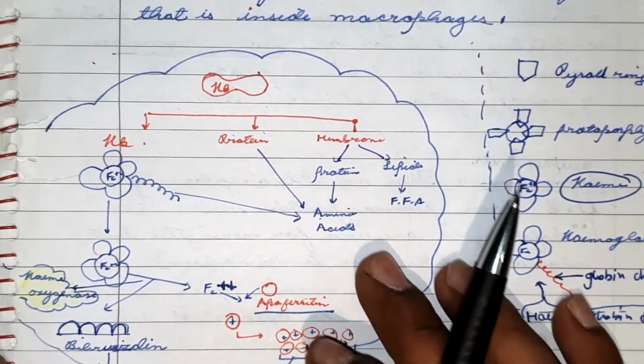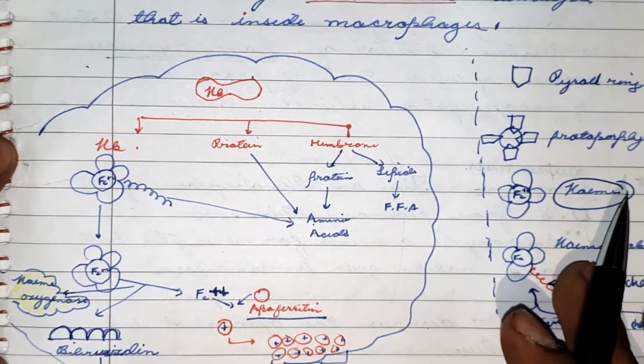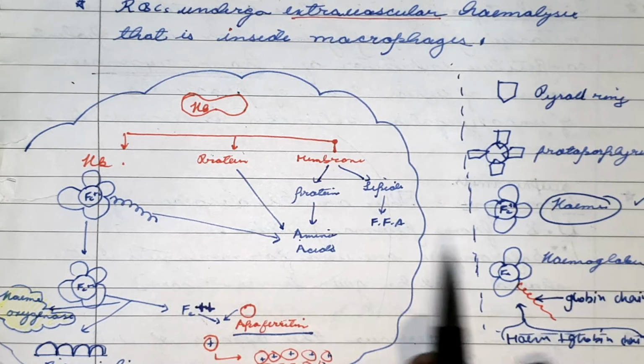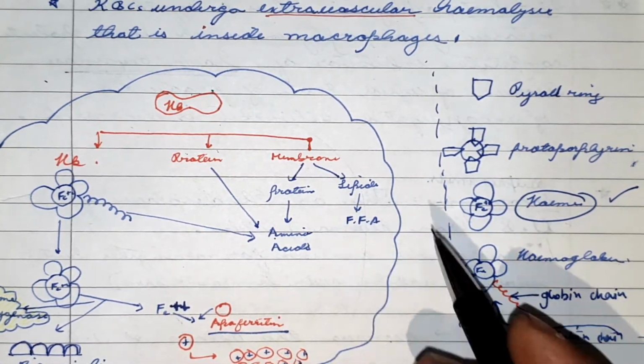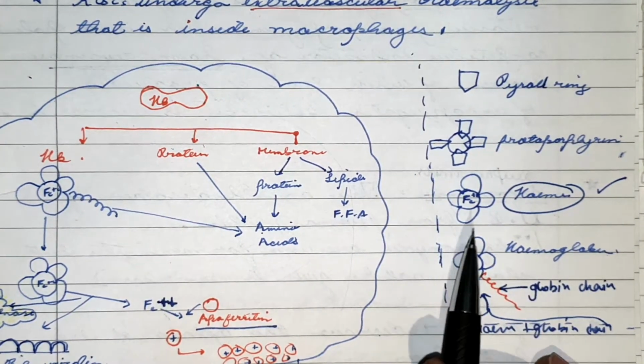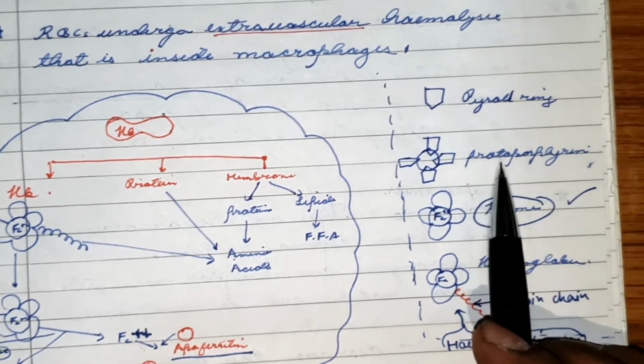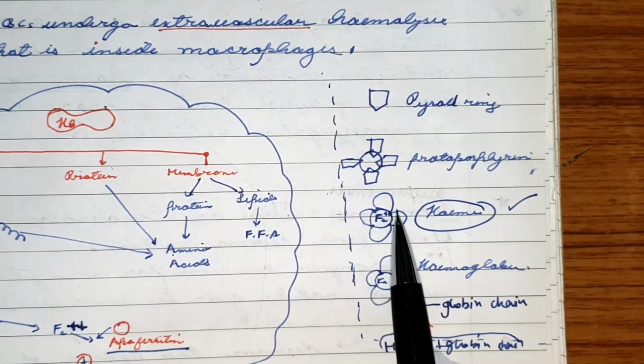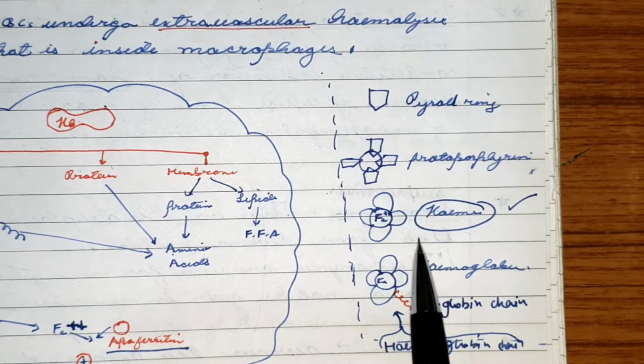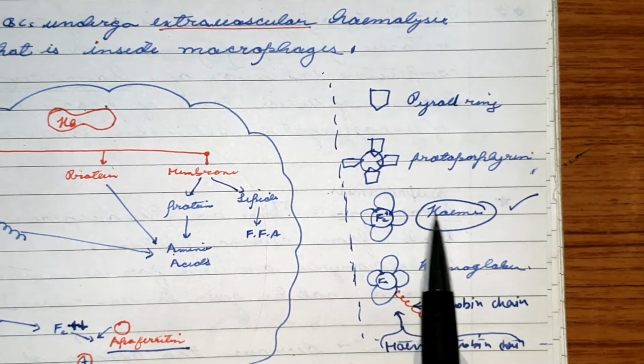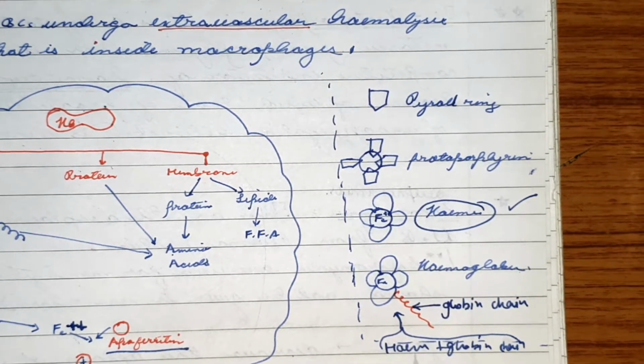Now, to know how bilirubin is formed, first we have to know about the contents of hemoglobin and about the contents of RBC. First, there is a structure called a pyrrole ring. 4 pyrrole rings combine to form a protoporphyrin. When an iron molecule is combined with protoporphyrin, it forms heme. And when a globin chain is attached to the heme molecule, it forms hemoglobin.